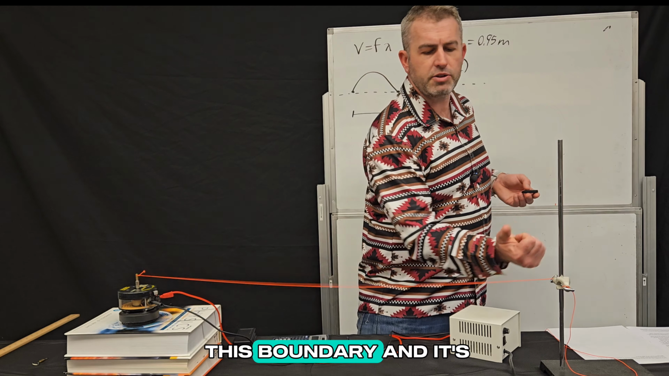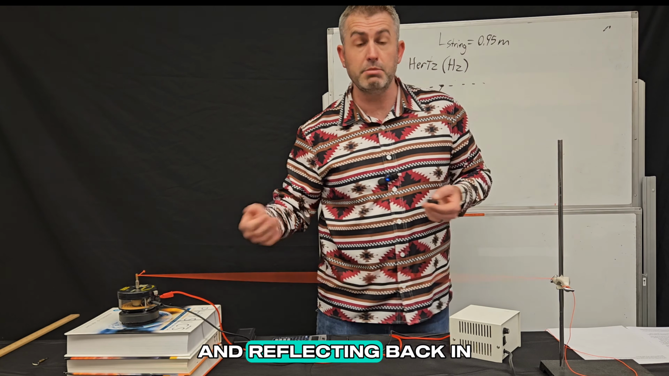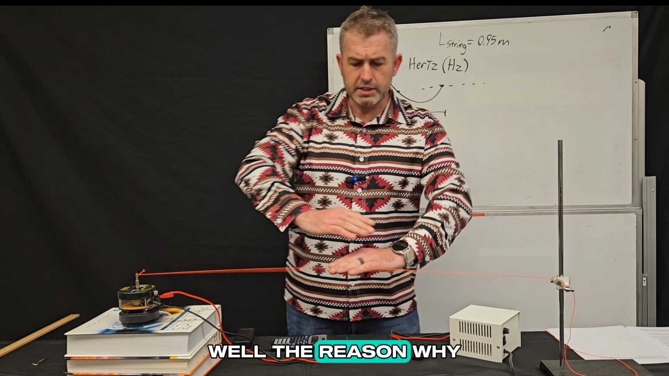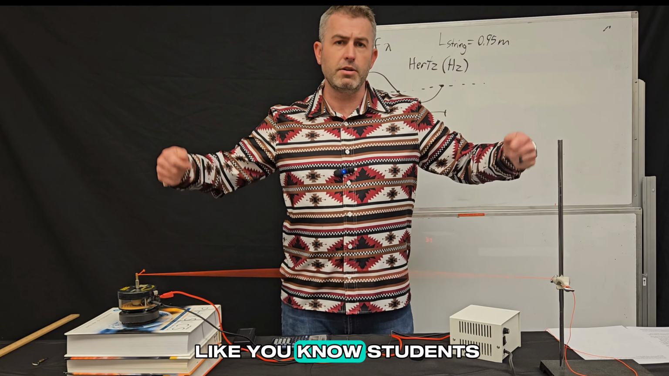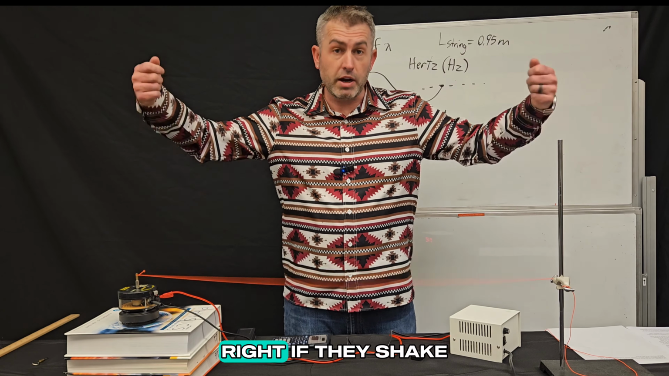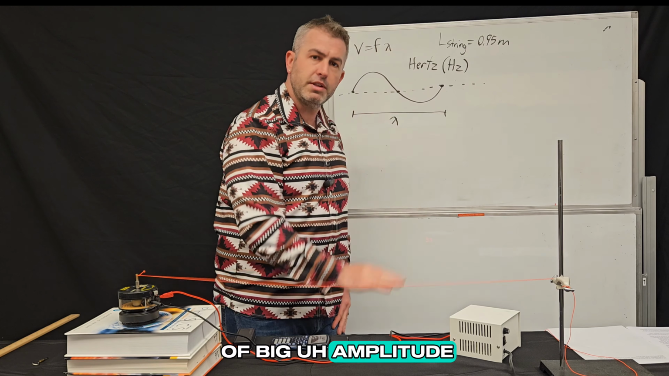That wave is hitting this boundary and it's reflecting back. And those waves are continuously going in this direction and reflecting back in that direction. Well, the reason why it has this shape now, if you look at the string, it kind of looks like students or kids playing jump rope, right? If they shake that rope up and down, you get this kind of big amplitude in the middle.